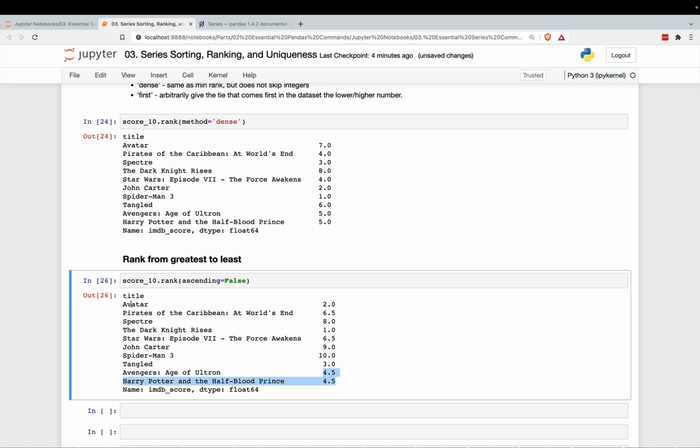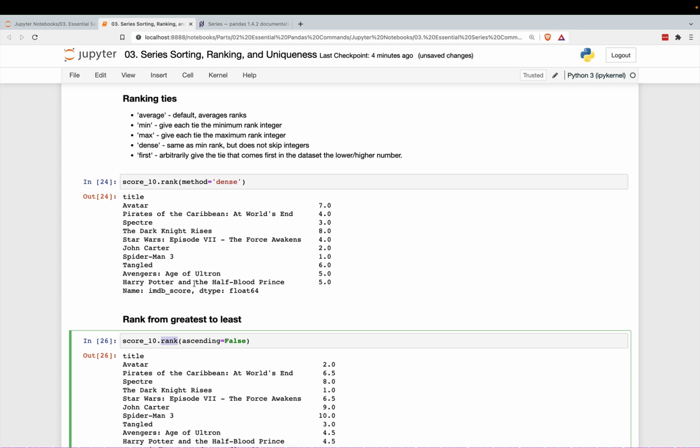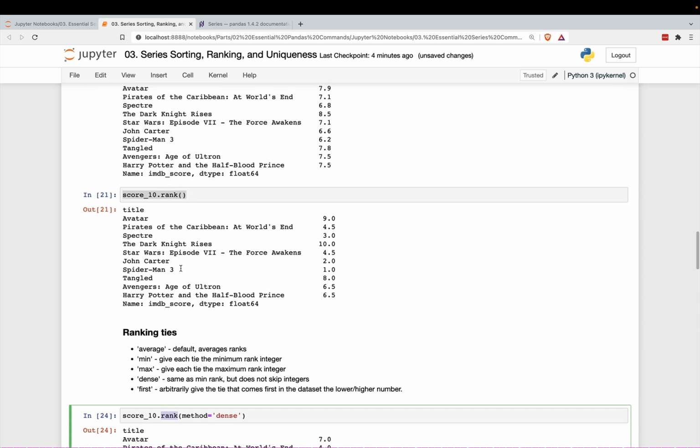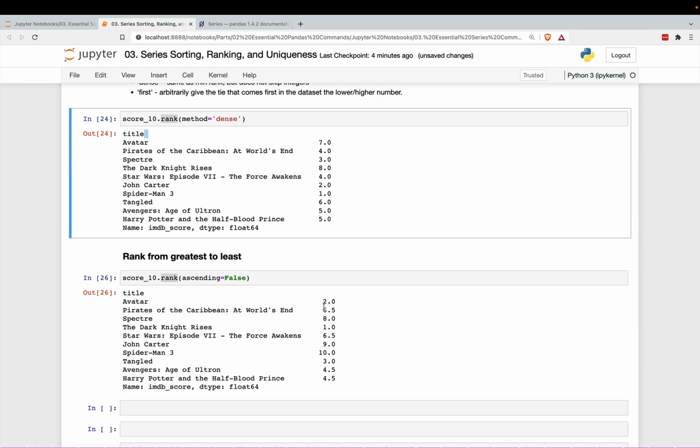All right, so that's ranking. Notice the index stays the same. The values are now turned into ranks, right? Usually a number between 1 and n, where n is the total number of values in that series. Okay, so pretty cool rank method. You're not going to use this one as much as sort values. Usually you're sorting, but every once in a while you want to get a numeric rank.